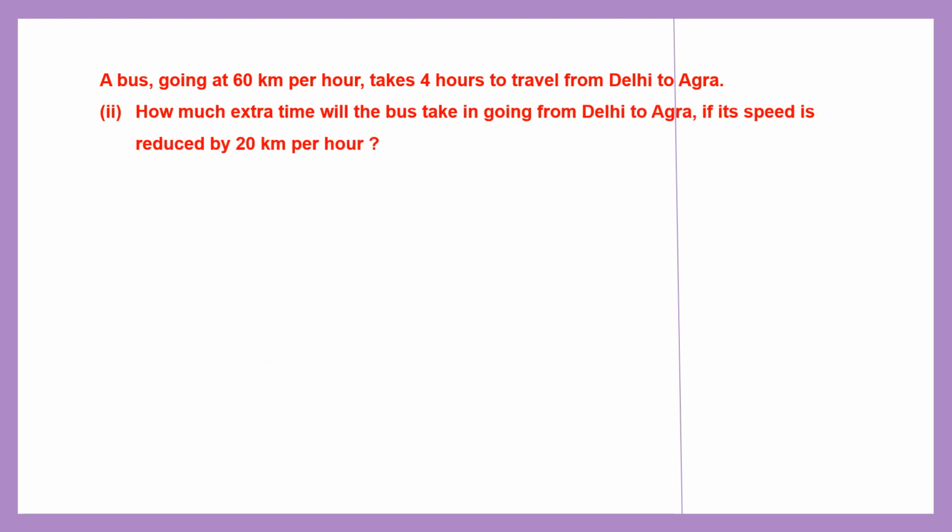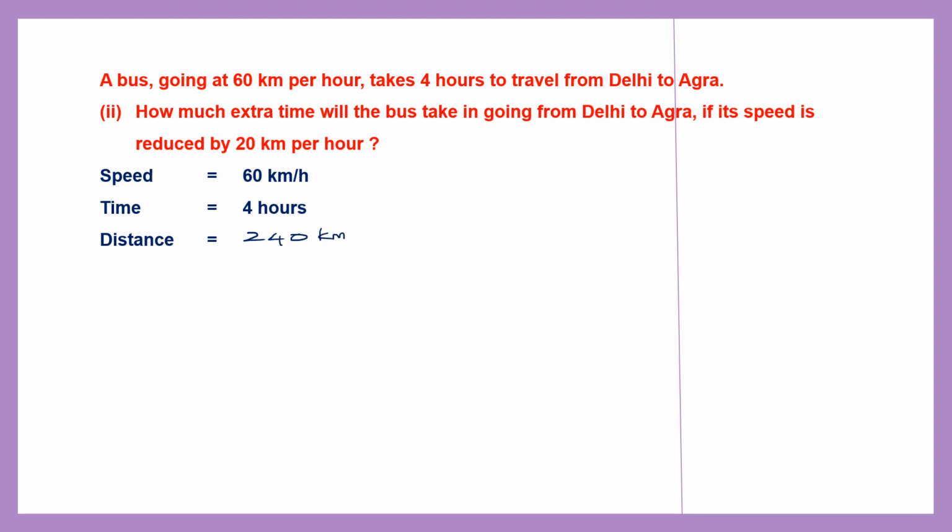So the question is the same. Remember, a bus going at 60 kilometers per hour takes 4 hours to travel from Delhi to Agra. Now, how much extra time will the bus take in going from Delhi to Agra if its speed is reduced by 20 kilometers per hour? So let's write first what's given to us. The speed is given to us as 60 kilometers per hour. The time here is 4 hours and the distance we found is 240 kilometers. So the distance is the same because the bus is going from Delhi to Agra.